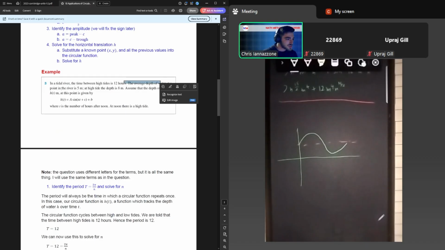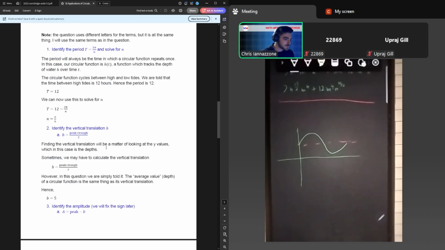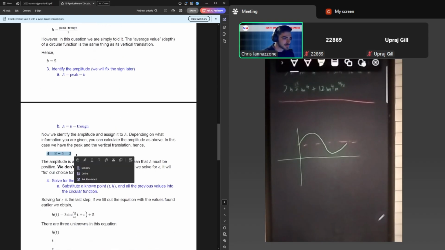We have the middle, that was the average of 5, and at high tide, we have a depth of 8. So high tide is going to be the highest h value, highest y on the y-axis. And so that's going to be your peak, 8 meters. So the amplitude is going to be the difference between those. 8 minus 5. So we have an amplitude of 3.